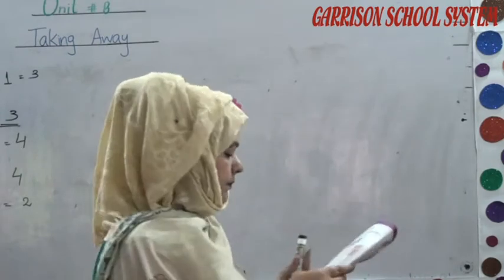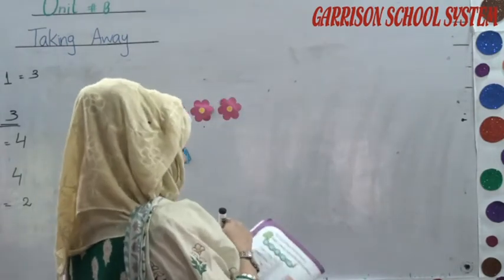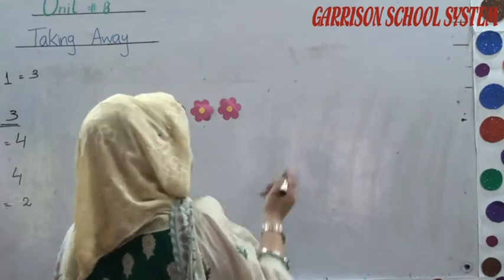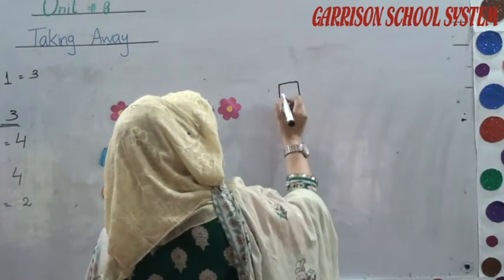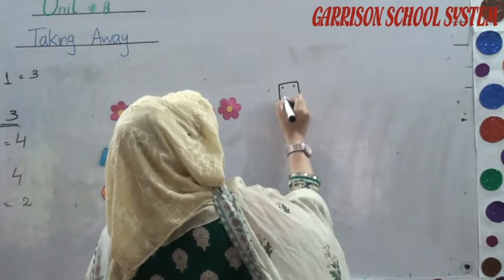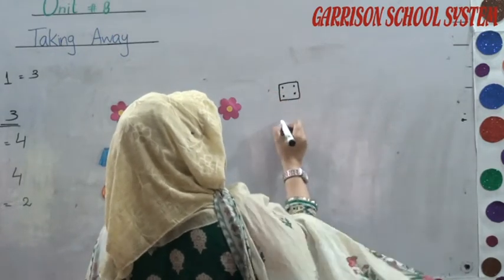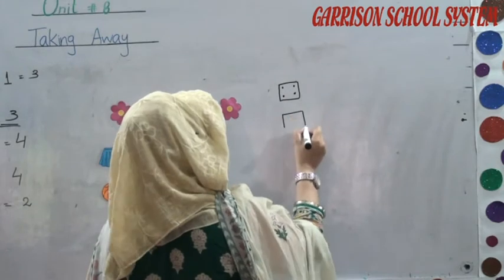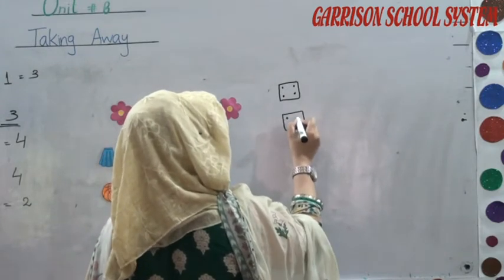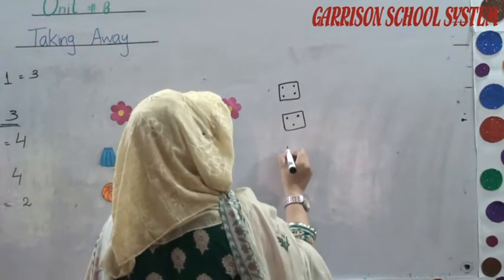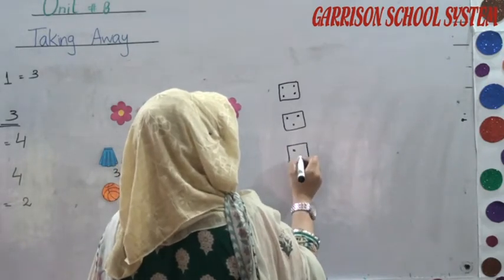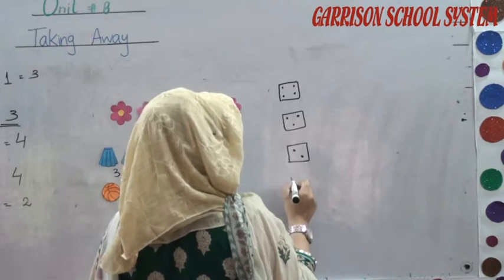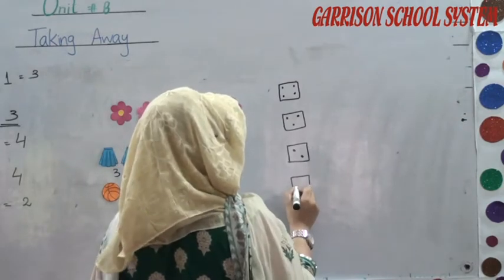For example, we have a counter like this: 1, 2, 3, 4, right? And we have a counter like this again. So 1, 2, 3. Again we have a counter like this. So what will we have? 1 and 2. We have a counter like this and 1.